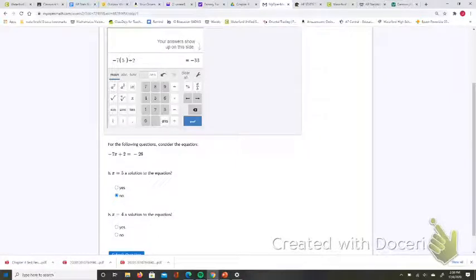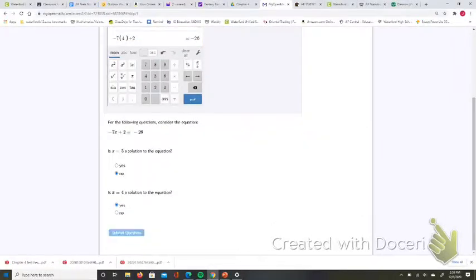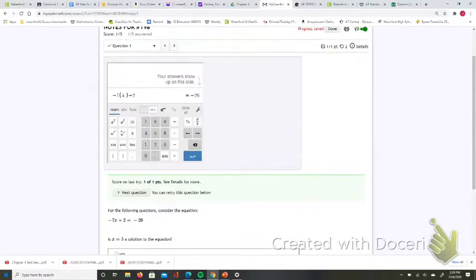Okay, now I go down to the second part and it says, is x equals 4 a solution? So I'm going to go back to my parentheses, backspace over the 5, type a 4, and it says negative 26. Then I look at my equation, and that's what it's supposed to say, negative 26. So yes, 4 is a solution, and then I submit, and I go to the next problem.